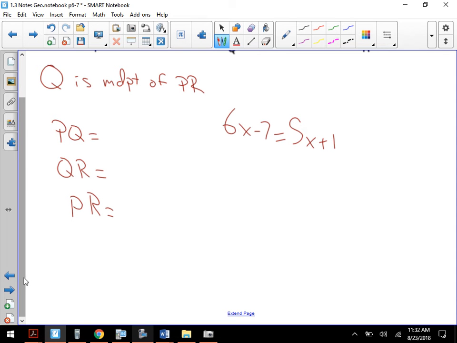So algebraically, subtract 5x from both sides. I get x minus 7 is 1. Therefore, x is 8.